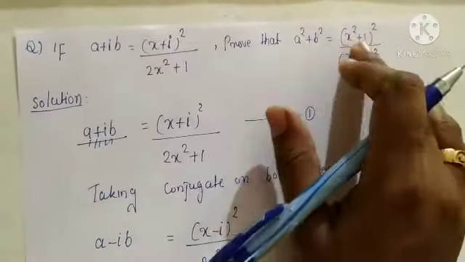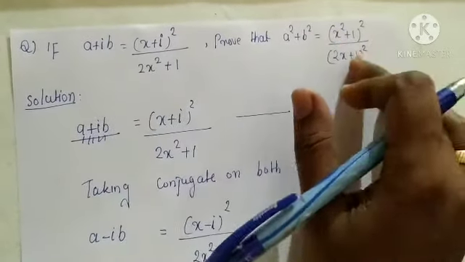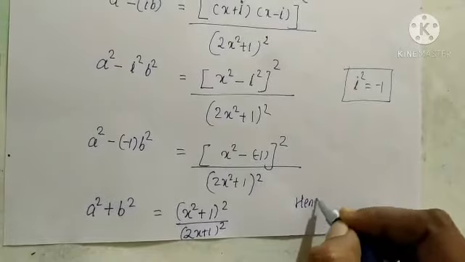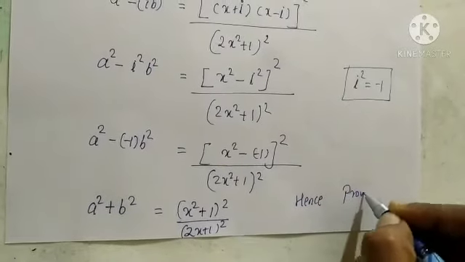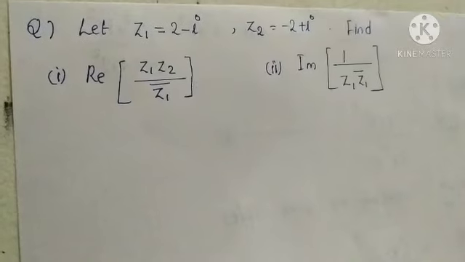Okay, if you observe our question, we need to prove that a square plus b square is equal to x square plus 1 whole square divided by 2x square plus 1 whole square. So now we have proved. Okay, so hence proved. Okay, I hope you understood this question.